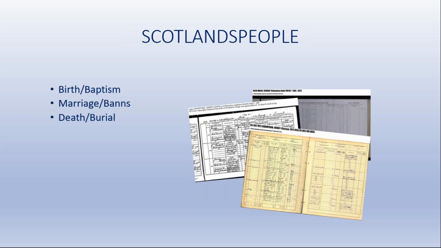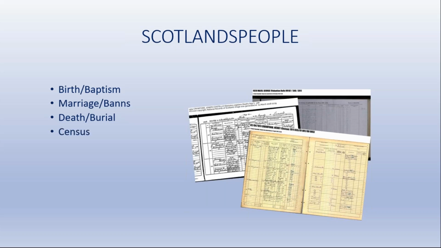We will be looking at death and burial records. So prior to 1855, we'll be looking at the burial records in the old parish register, which is mostly just mortcloth rentals. And from 1855 forward, we'd be looking at death records and the information that's available on those.